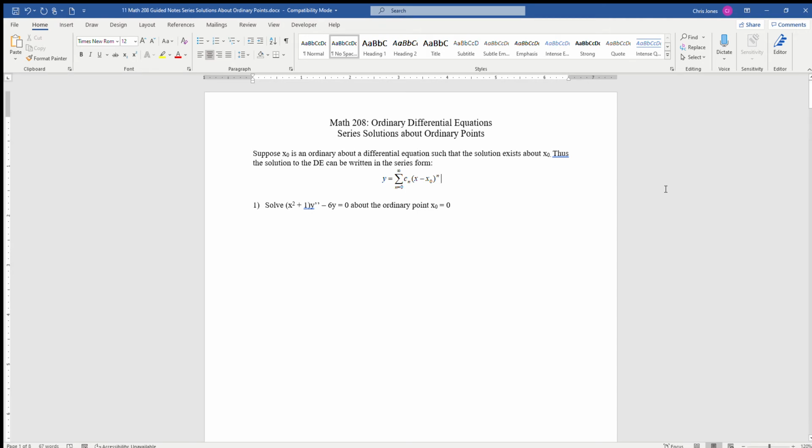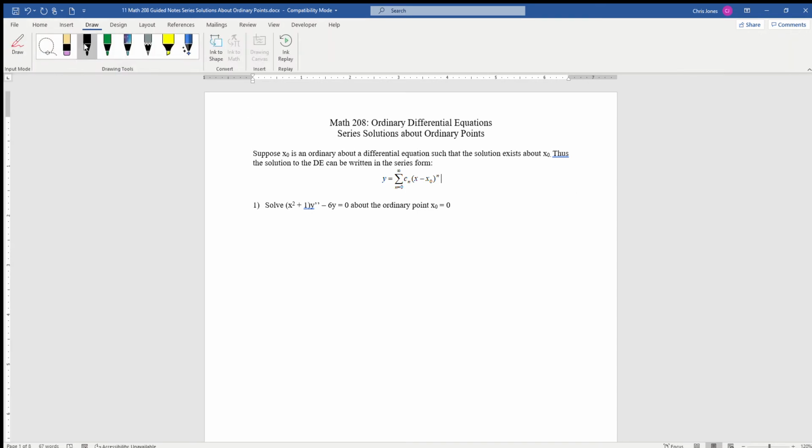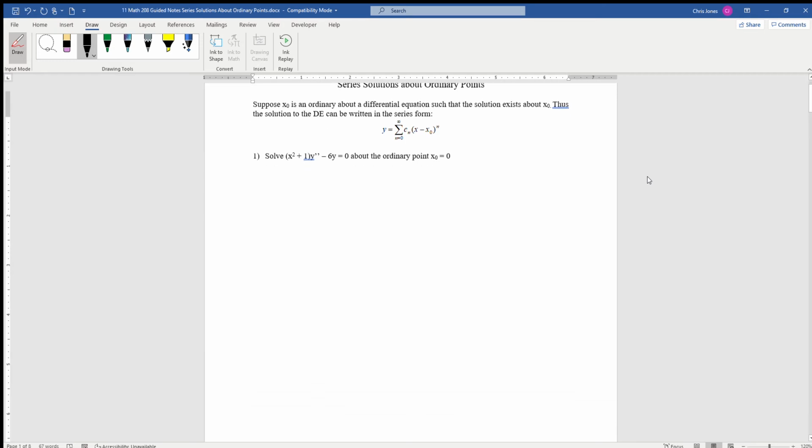So let's start off with a fairly easy, and when I say fairly easy, there's no such thing as an easy series solution, but with respect to the difficulty of these, we have this (x squared plus 1) y double prime minus 6y equals 0, and we're trying to find the solution about the point x naught equals 0. So for our proposed solution, y is going to be the series n equals 0 to infinity, c sub n (x minus 0) to the n, which is actually the same series that we used in the previous three examples.